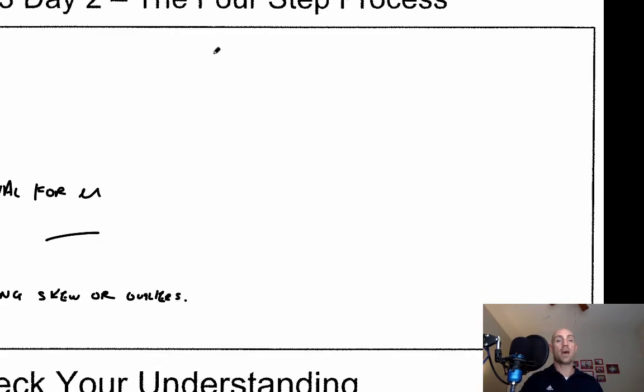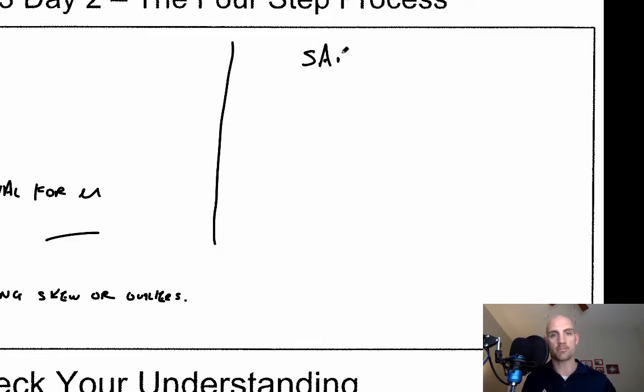Now, second part, determining sample size or using sample size to actually do these calculations. So here we go, sample size. Our margin of error.